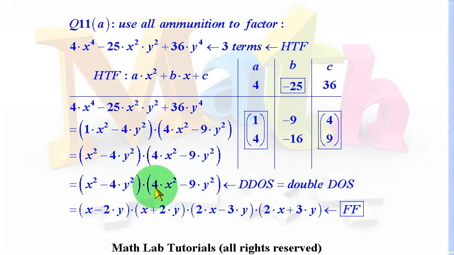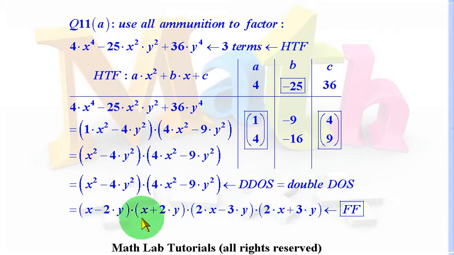Similarly, over here, the square root of 4 is 2, put it down. The square root of x squared is x, put it down. Square root of 9 is 3, put it down. Square root of y squared is y, put it down. So copy paste 2x, 3y, 2x, 3y, and put a minus sign and a plus sign.